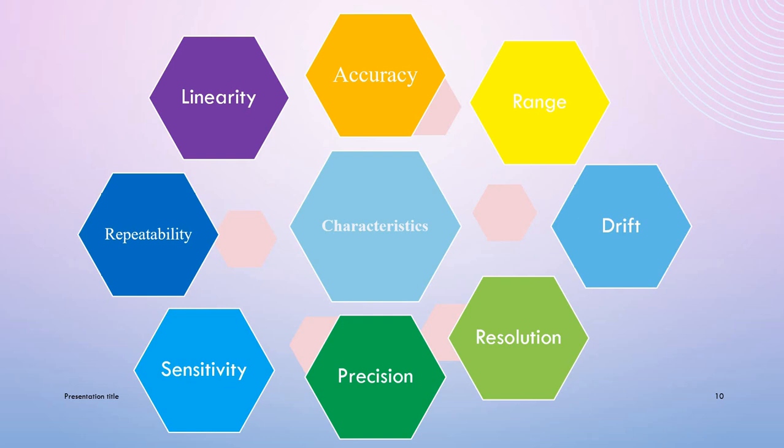And the next one is the precision. This is the ability of a sensor to produce the same output when repeatedly measured for the same input. The precision is determined using statistical analysis like standard deviation.